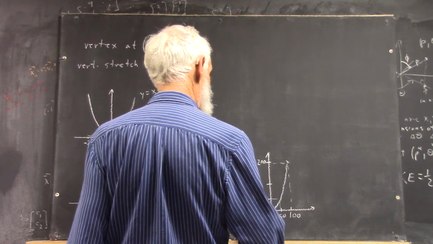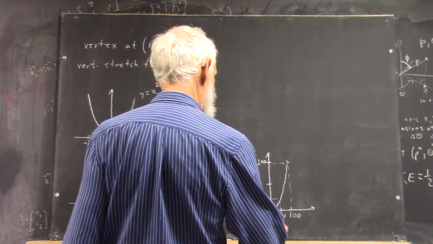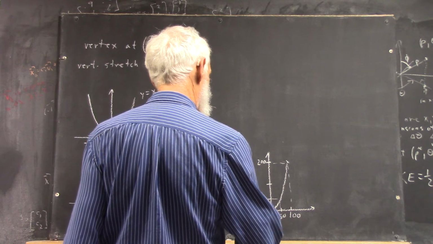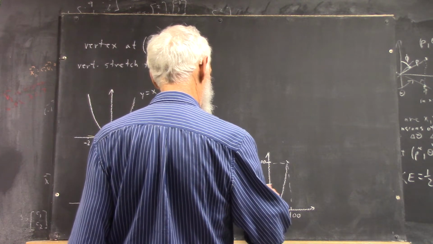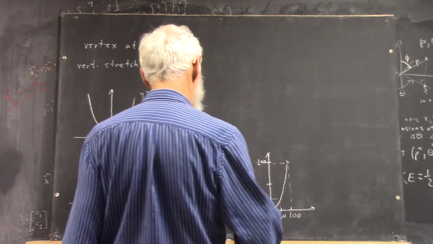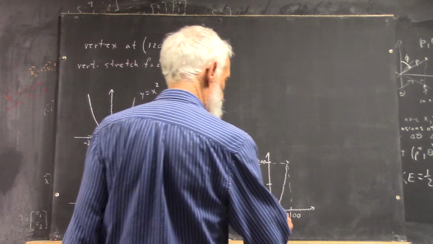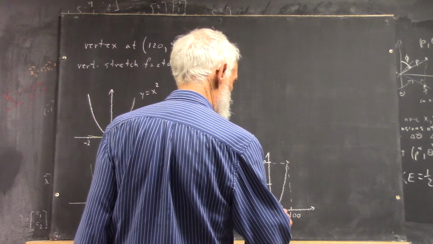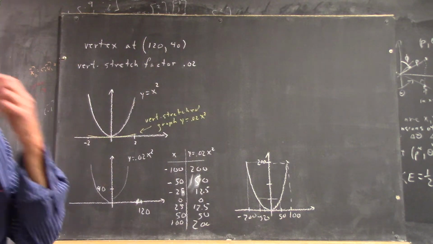Okay, and then -50, -200, and then your 12.5. Well, that's going to be in here, and there's your graph. Does that make sense?